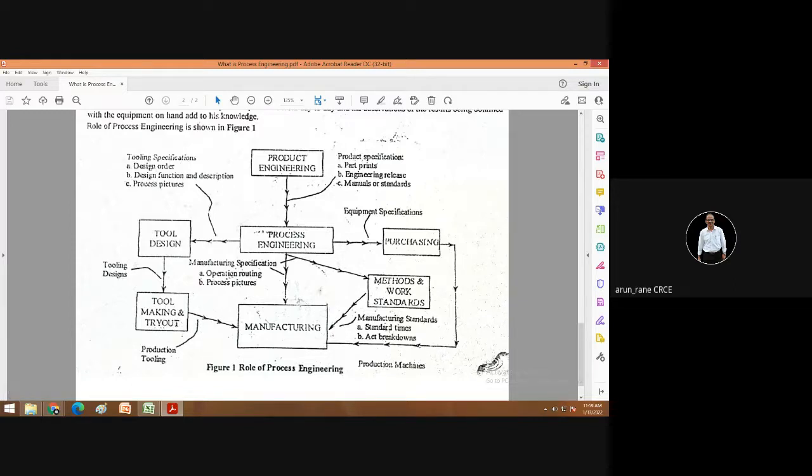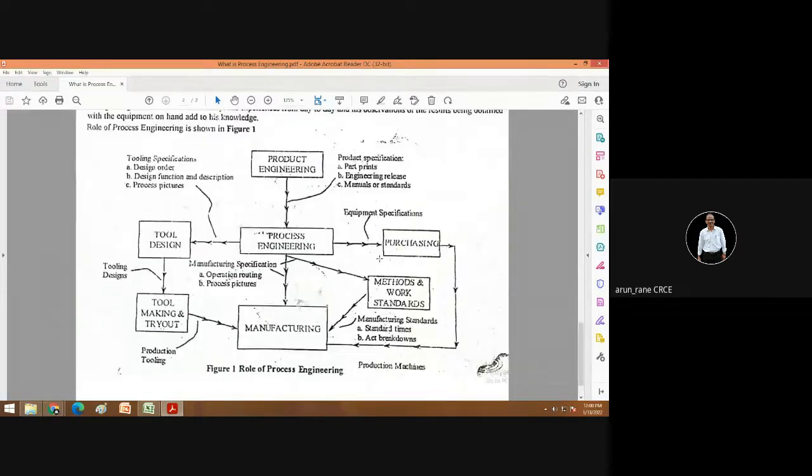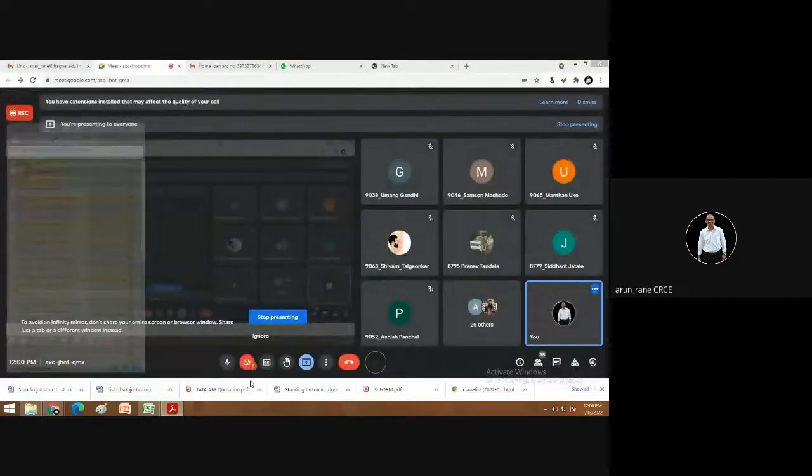So then this tool goes to the manufacturing along with the method study, time study, along with all standards. Then it is the duty of industrial engineering to determine the standard time, normal time, and everywhere this process engineer role is crucial. He is involved. So this is what you have to explain in 10 marks. Why the process engineering department is the heart of an organization, or why it is called the hub of the organization.